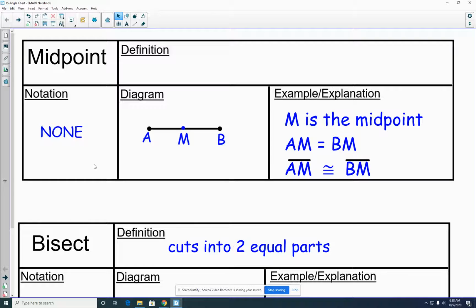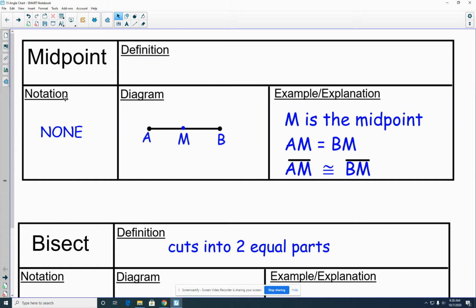Hello everyone, this video is for lesson 15, which deals with our angle chart. So what we're basically going to do throughout this lesson is fill in a chart of different vocab terms that somehow relate to different angles. The first couple that we're going to go through we spoke about before, and we're going to add a definition, a diagram, an example, as well as notation if it applies.